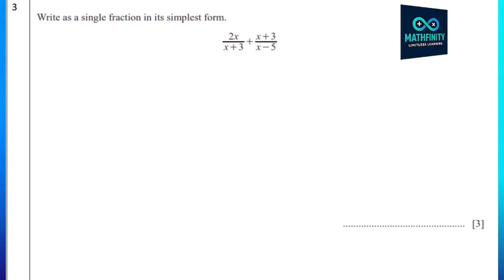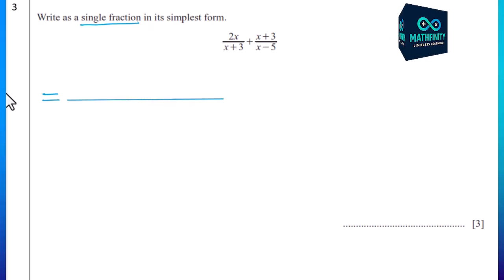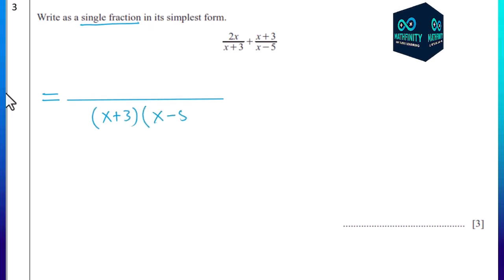Question number 3, guys. The same, write as a single fraction. We have to convert into a single fraction. The same way I will use. First, we will multiply the denominators. What is the denominator? x plus 3. And the second denominator is x minus 5.